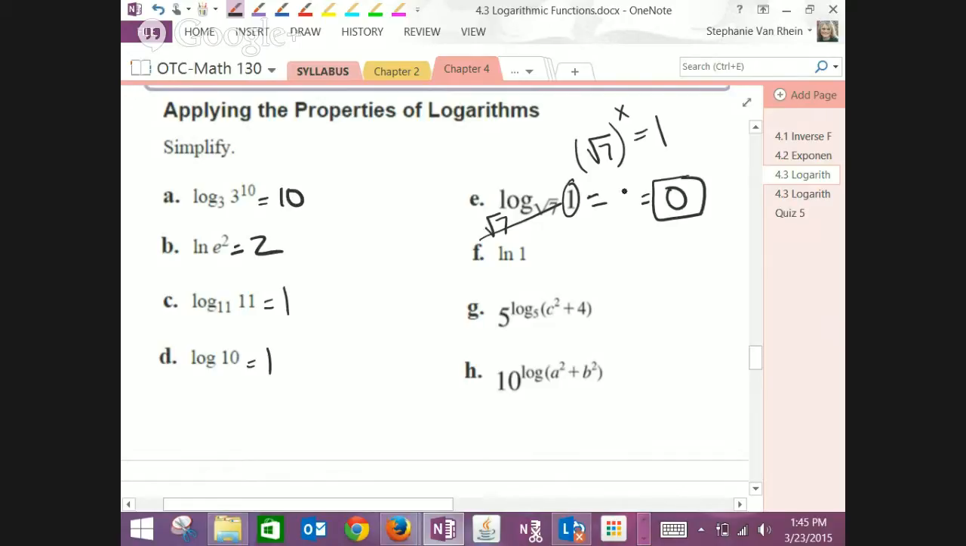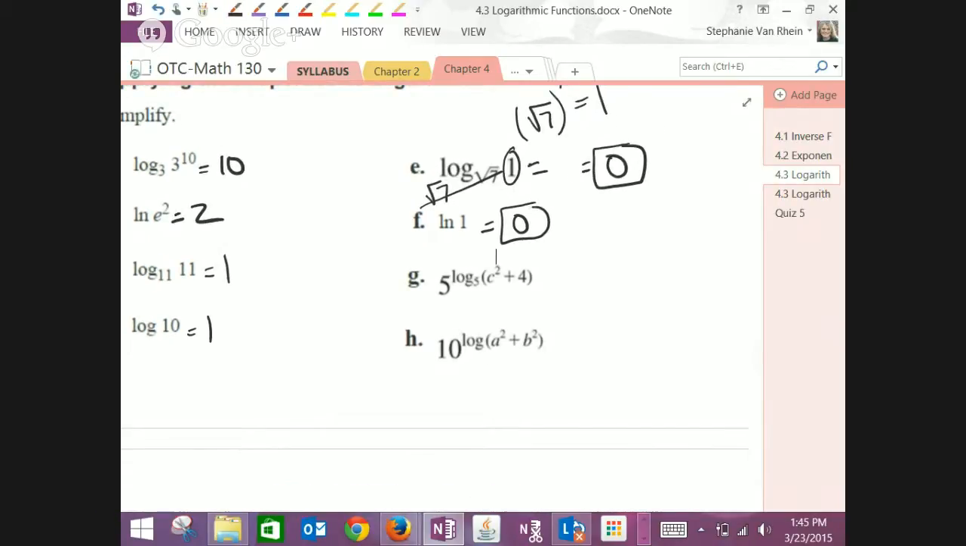What about ln of 1? 0. Ln or log of any base of 1 is always 0 because that base to the 0 power is 1. What about g? What is the 5 in log base 5 doing? Well, it's canceling out. What am I left with? C squared plus 4. Eventually, you're going to have to come up with what to do to cancel out the log base 5. And you're going to raise both sides to the 5th power.